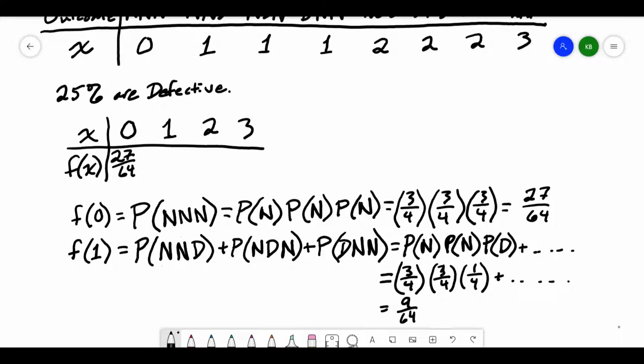9/64, and then the next one will also be 2 3/4s and a 1/4 multiplied together, giving me 9/64. And the third one will be the same, 9/64. And so I'll end up with a total of 27/64 as my probability of having 1 success, finding 1 defective.